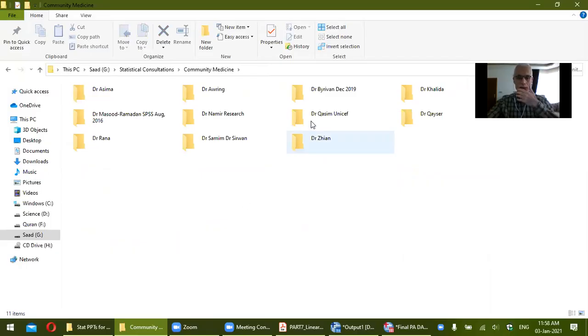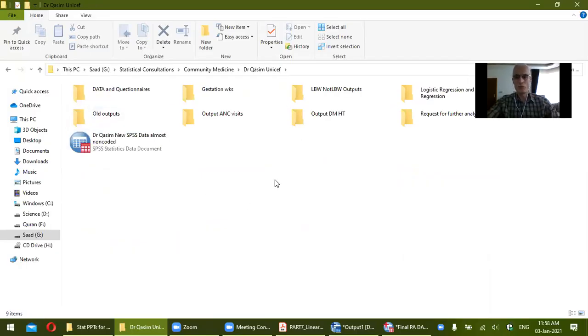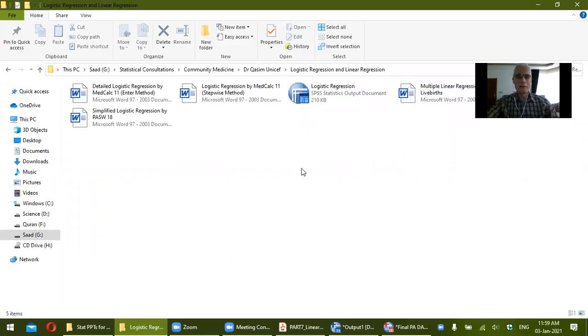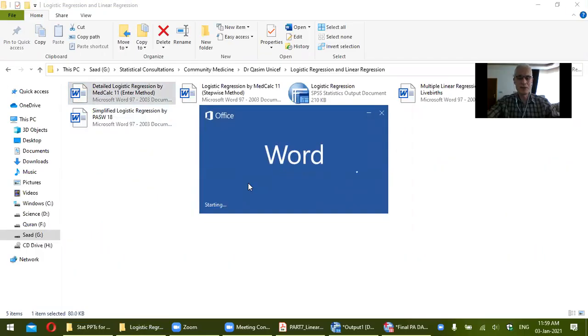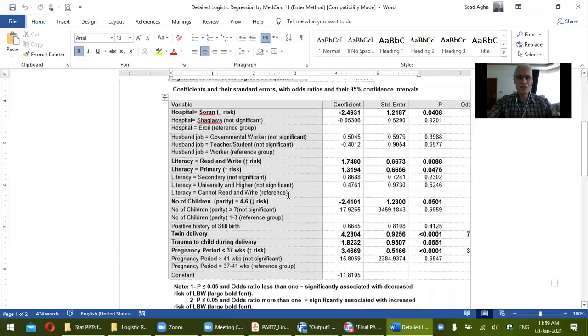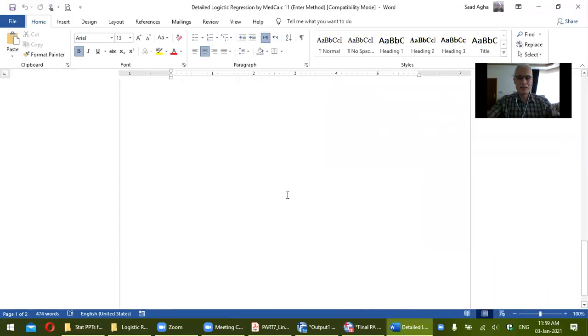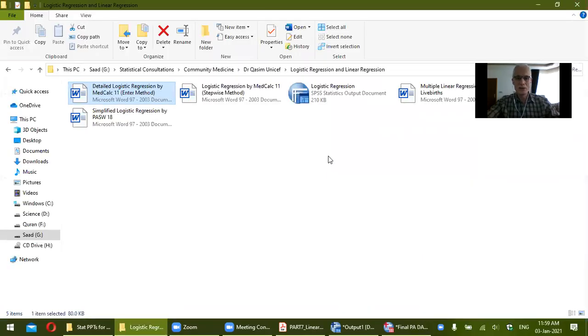Really, let's see Dr. Qasim from UNICEF, so he did his visit on birth weight, but he has so many variables. Let's see whether you can understand something from his result. You see, we have so many variables here, and we have taken so many variables probably.